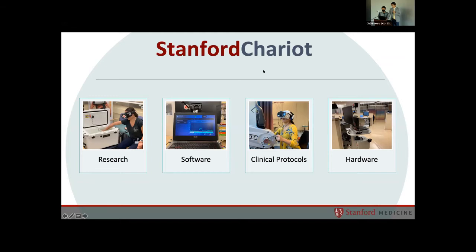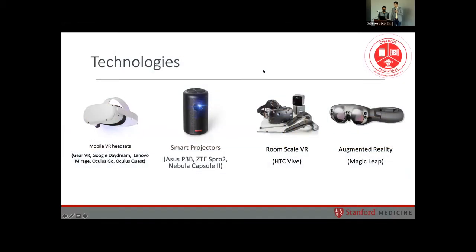See if I can get to the next slide here. We are technologically relatively agnostic. We use mobile VR headsets quite extensively, smart projectors, room scale VR, and augmented and mixed realities. We find that we have a wide variety of users, whether they be children, faculty, or other healthcare personnel. Given the need, whether it be educationally related or clinically related, and given the patient population or personnel, different hardware will fit that need better.